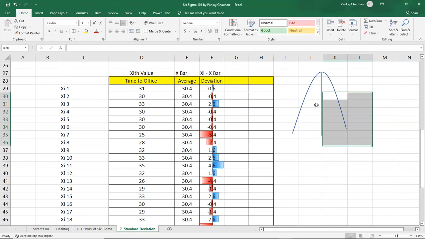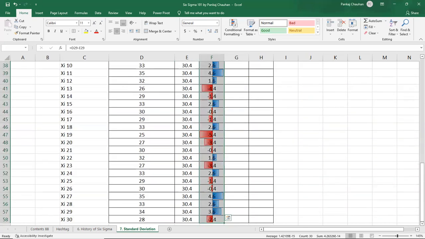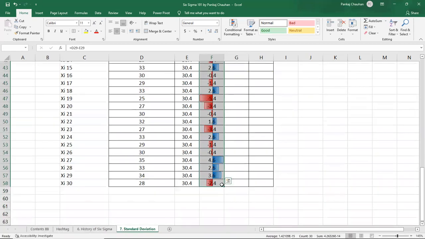Because average is the center value, whatever the deviation you are getting, if you take the sum of all deviation, that must be 0. Why? Because values are equally distributed. So if I see here, you can see count is 30, average is 1.42 of the deviation, and the sum of the value is 0.